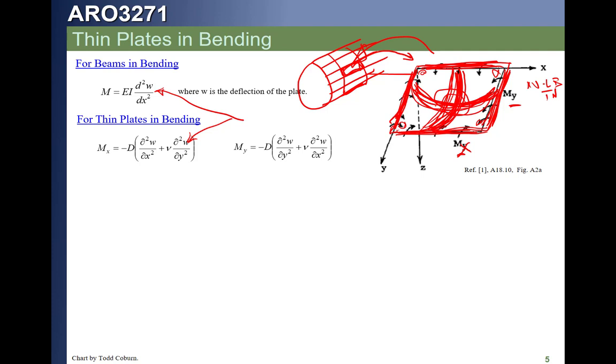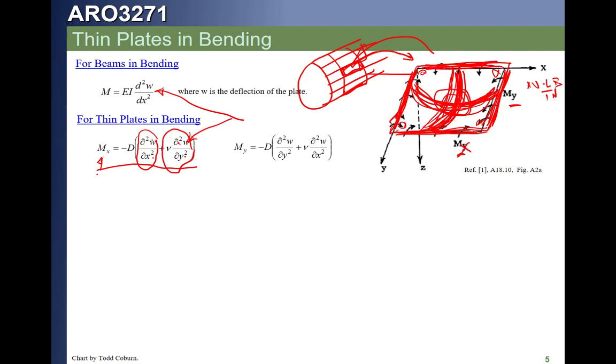Now that all sounds pretty cool philosophically, but what we really have here are these two differential equations which look quite similar to what we saw before. We have a differential equation representing the moment, and once again this moment is inch pounds per inch, and that's related to the second derivative of the deflection with respect to x and the second derivative of the deflection with respect to y. Since this Mx is loading about the x-axis and is restrained based on that, we can see the deflection is most dominated by that second derivative of the deflection with respect to x. But because this is a continuous plate, we get Poisson's effect, which also constrains the y direction a little bit.